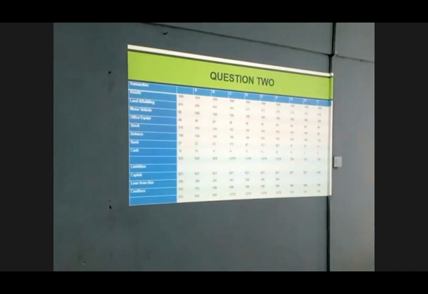Good. Now look at motor vehicle. What is the value for motor vehicle? 95. Any change? What has happened? It has increased by 5. It has gone up by 5. Remember, we are saying that for every transaction there must be a debit and a credit, one giving out and one receiving. So what does it mean here? If motor van has gone up by 5, what has happened?